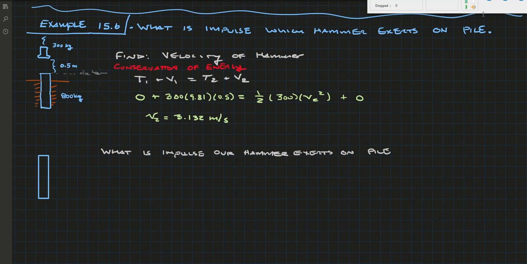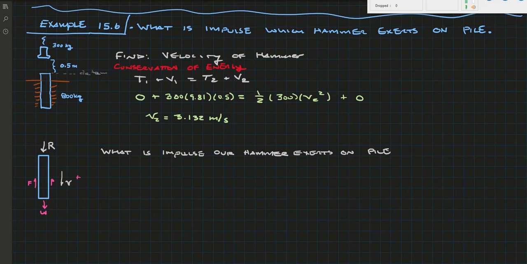So now, what is the impulse the hammer exerts on the pile? So I've drawn the pile over here, and when the hammer hits the pile, we have a velocity here that is moving down. And so there is an impulse, R, that connects with this pile. The pile also has a weight, and there are also frictional forces here holding the pile up.